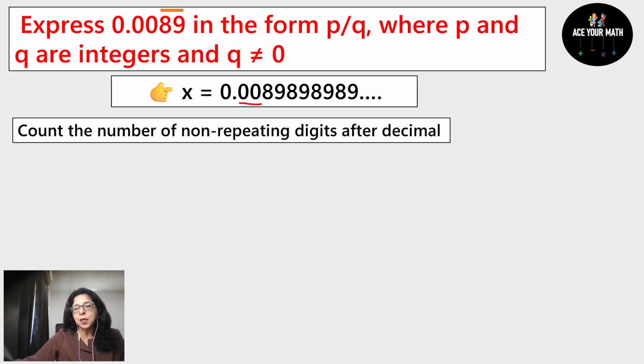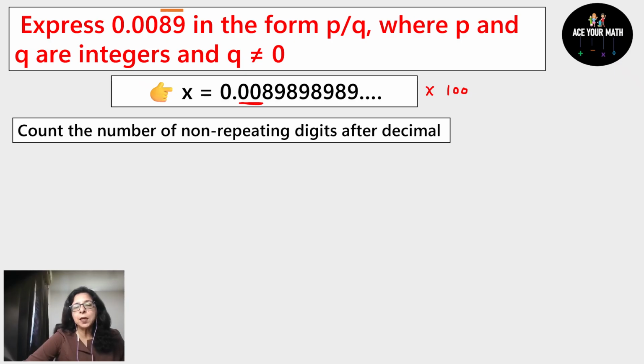So we are going to multiply this equation by 1 and then two 0s. Why? Because there are two digits which are non-repeating. If there are three non-repeating digits, you will take 1 and then three zeros. If there are four, you will take 1 and four zeros. Since there are only two digits, I am going to multiply by 100, which is 1 and two 0s. Let's complete this multiplication first.